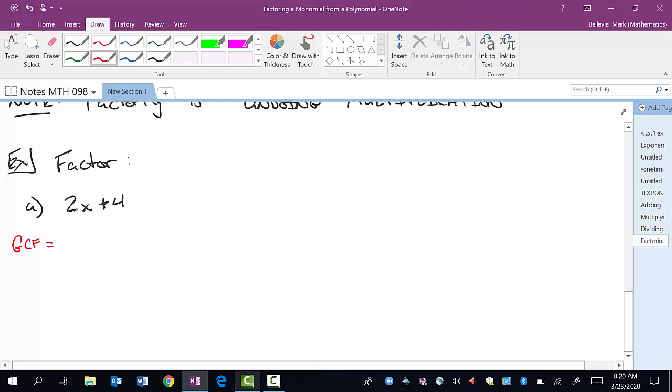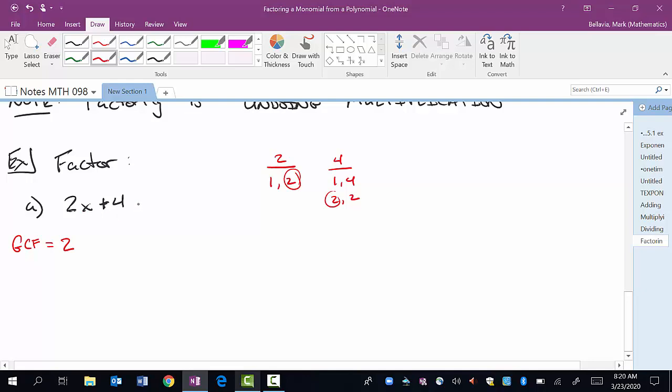You want to look at each term and say, okay, 2 and 4. What factors do they have in common? The factors for 2 are 1 and 2. The factors for 4 are 1 and 4 or 2 and 2. We want the greatest factor that's common to both of them. So 2 is the largest factor common to both 2 and 4, so the GCF here would be 2. The largest one on both lists is 2. You can't take any factors of x out because the first term has it, but the second one doesn't.